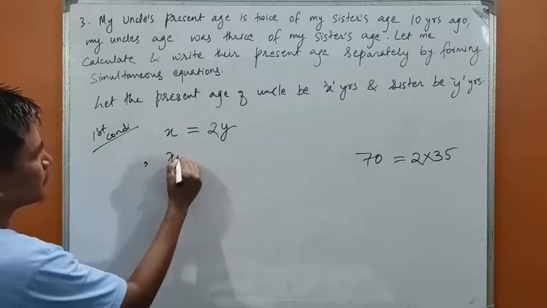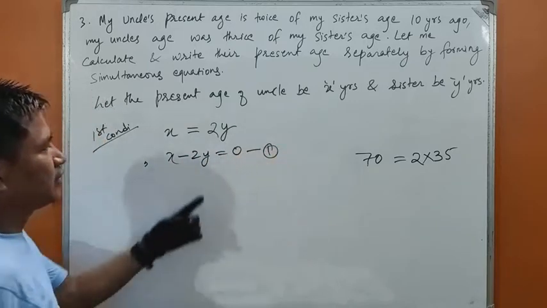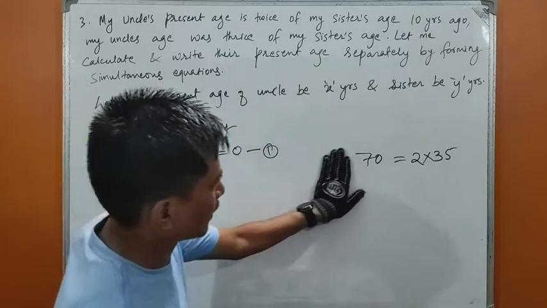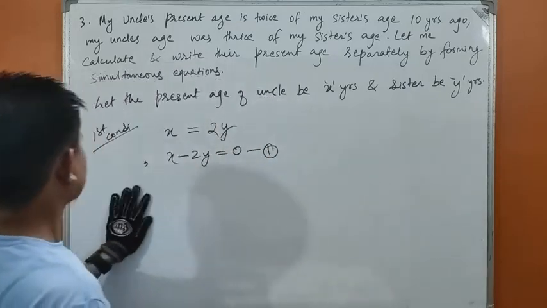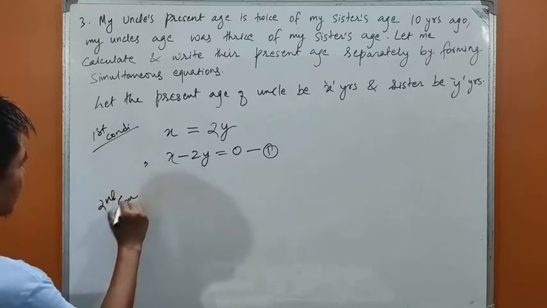x plus 2y, if you take it to the left hand side, becomes x minus 2y equals 0. This is equation 1. Now let us understand the second condition. Okay, second condition.